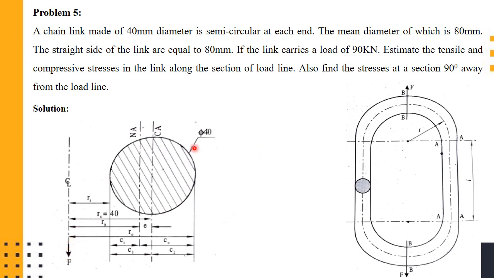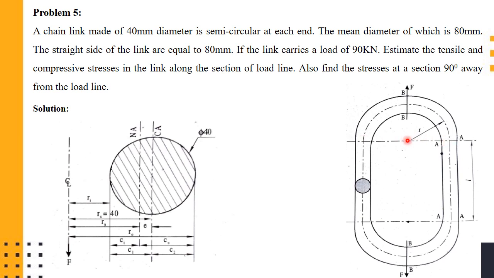Next, you can see in the problem they have given that the chain link is made up of 40 mm diameter. So the diameter is 40 mm, and they have also mentioned the mean diameter, which is 80 mm. So this semicircle which you present here, the mean diameter of that semicircle, if you consider, is 80 mm. The diameter from this particular point till this particular point will be 80 mm.